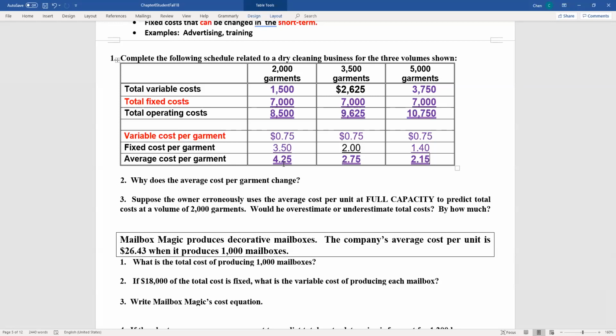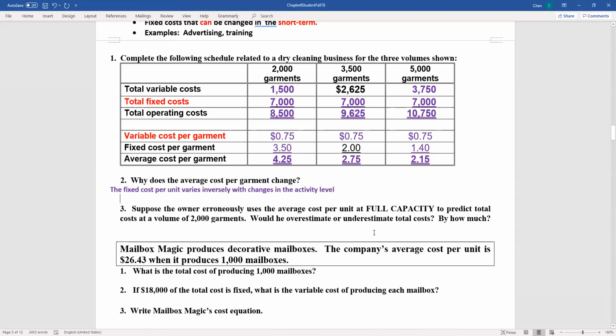So the question is, why does the average cost per garment change? Why does that change? It has two components, variable cost per garment and fixed cost per garment. While variable cost per garment stays constant, fixed cost per garment changes, right? So the answer is the fixed cost per unit varies inversely with changes in the activity level. Okay.